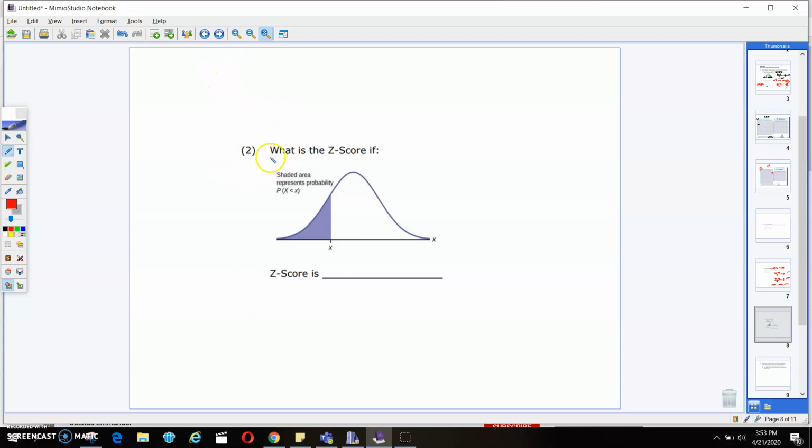All right, so on number 2, this one's a little tricky. And again, z-score is a little tough. So maybe the first time that you look at this stuff, you may not get it. It does take more than one looking at, okay? All right, so what is the z-score if the shaded area represents the probability? Okay, so really quick. We know that halfway is right here, okay? So this is where our mean would be.